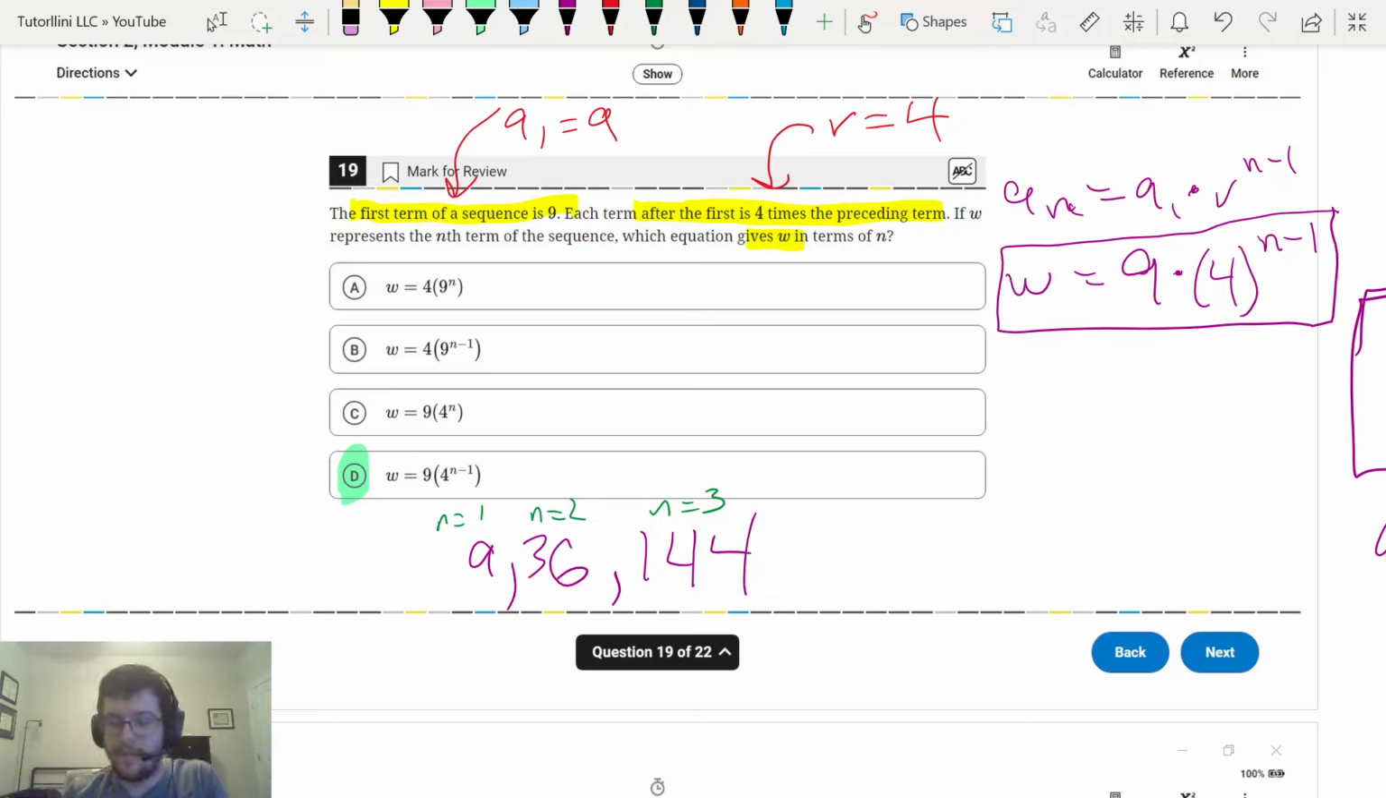Anyway, I would just study those formulas and make sure you know them and you understand them, because I wouldn't be surprised if they ask this again in a future test.